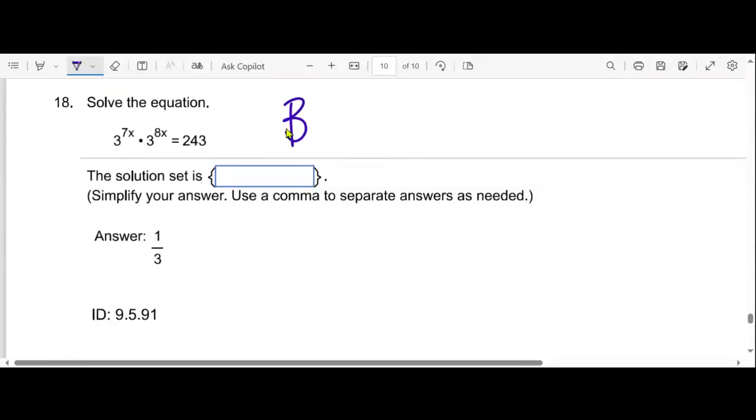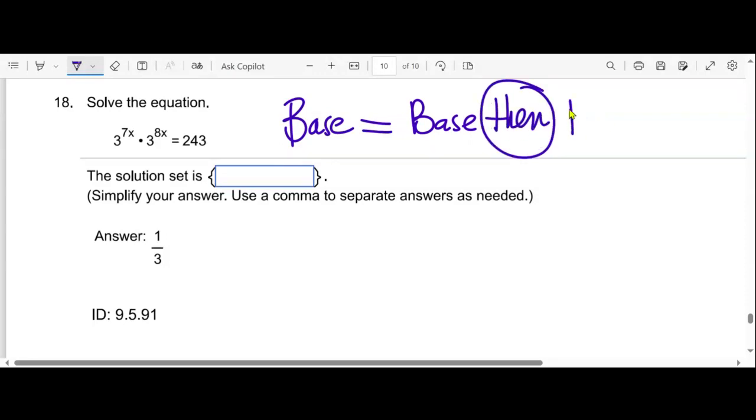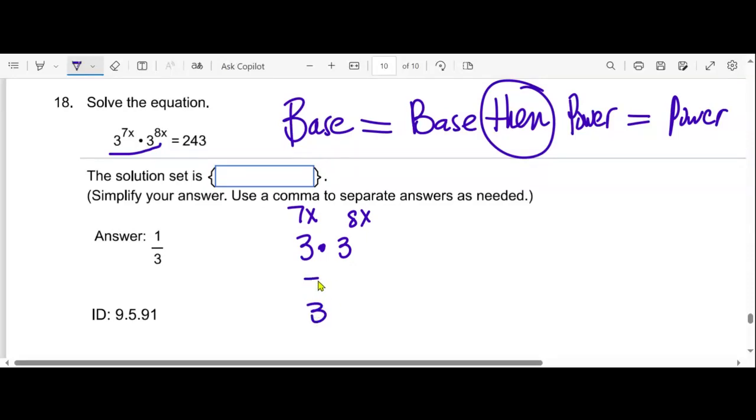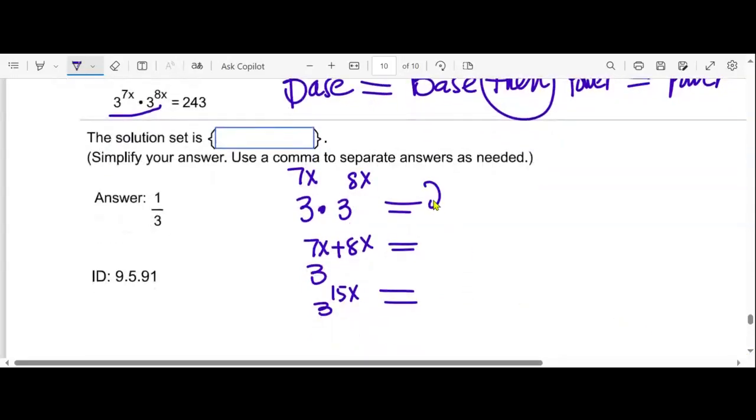Now remember, when you have base equal base, then what happens to the exponent? Power equals what? Power. Now look at the base. We have the same base here, right? So 3 times 3, and you have 7x, 8x. If you have the same base, then you add the exponents, correct? So you get what? 15x, correct? Yes.